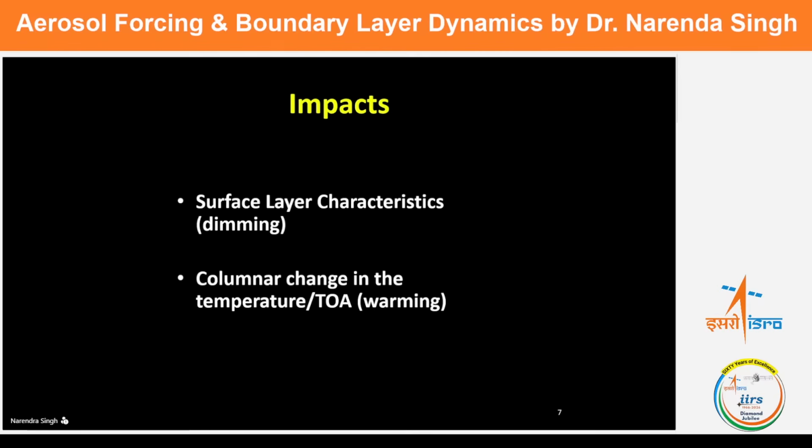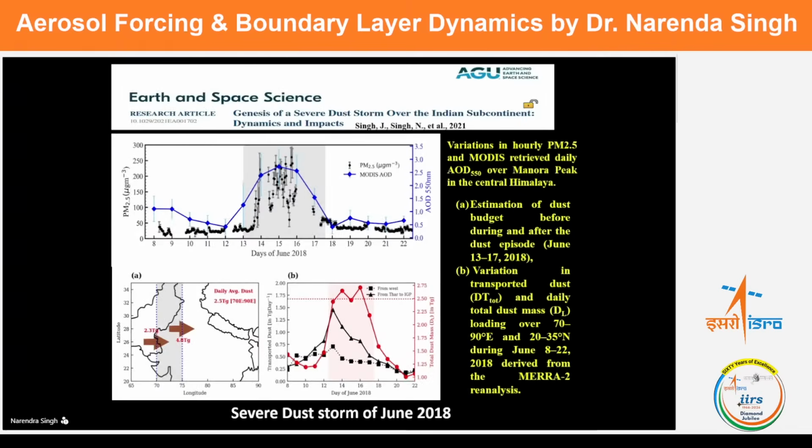So now, as I mentioned, it impacts the surface layer characteristics. Surface layer characteristics are basically the various fluxes which are part of the surface energy balance, and of course the columnar change in temperature, and top of the atmosphere also. These estimates are also there, but then if you see, we made a measurement of a dust storm. We have some ground-based instruments at our site in the Himalayan region.